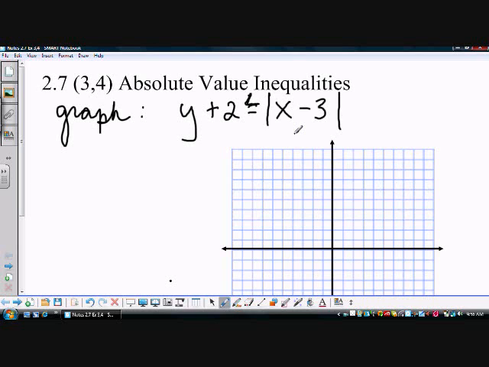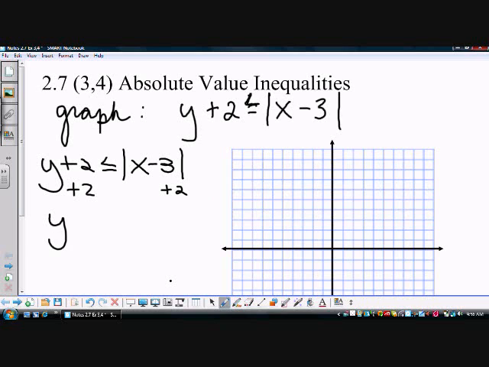So I'm going to change this y plus 2 less than or equal to absolute value of x minus 3. I'm going to subtract 2 from both sides of this inequality and get y is less than or equal to the absolute value of x minus 3 minus 2. Now it's in a little easier graphing form for me.